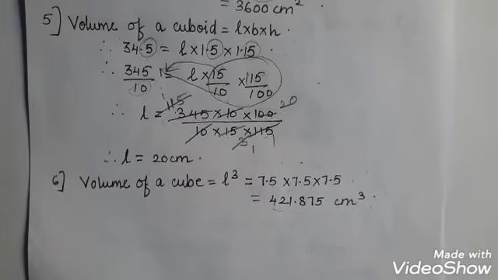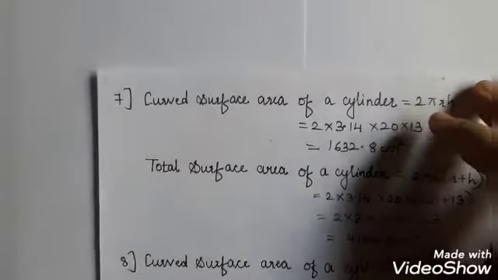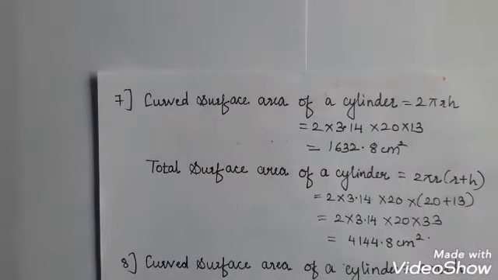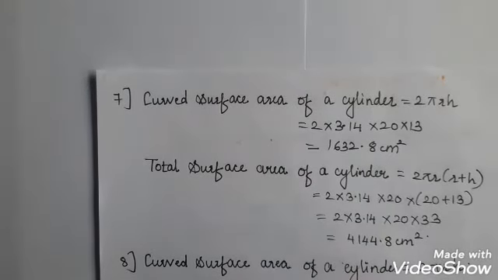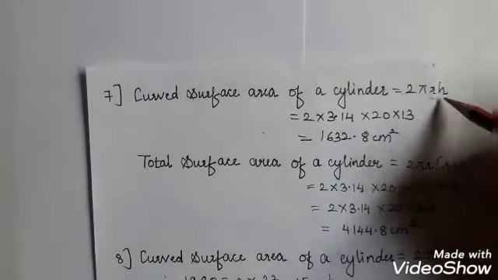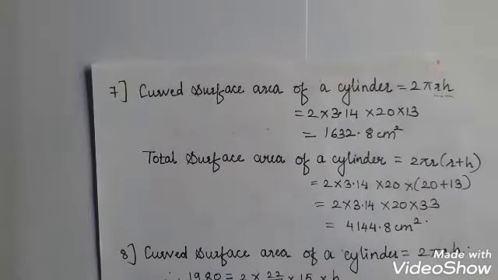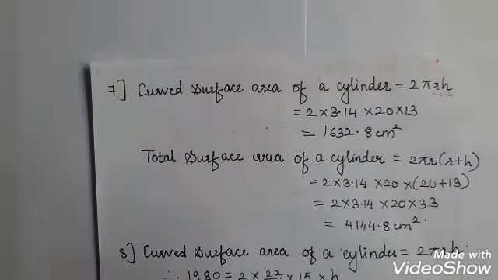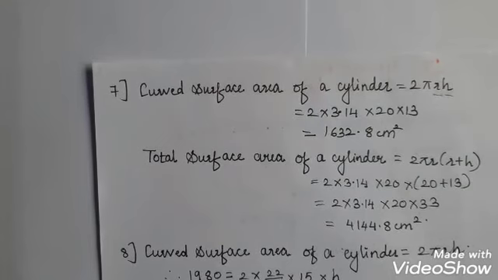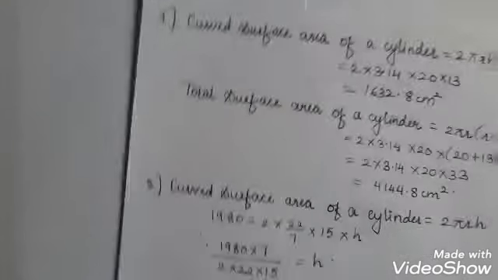Next, seventh sum. Radius of the base of a cylinder is 20 centimeter. So the radius is given and height is 13 centimeter. So first, what is given? Radius is given and height is given to us. Find its curved surface area and total surface area where the value of pi is 3.14.